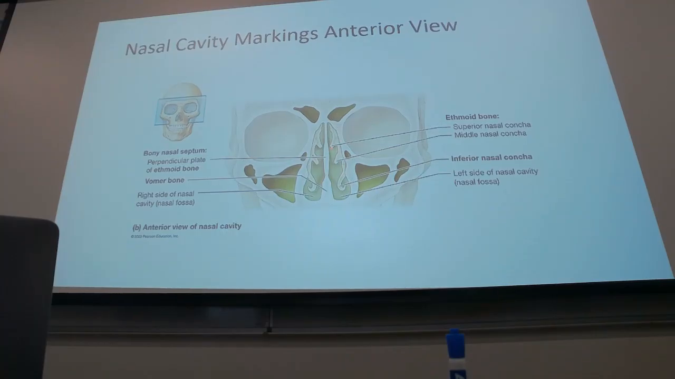And then here are the conchae, as seen in the frontal view of the nasal cavity: superior, middle, and inferior. They help to increase the speed of the air as it goes from the floor of the nasal cavity into the narrow space here in the olfactory area in the roof of the nasal cavity.